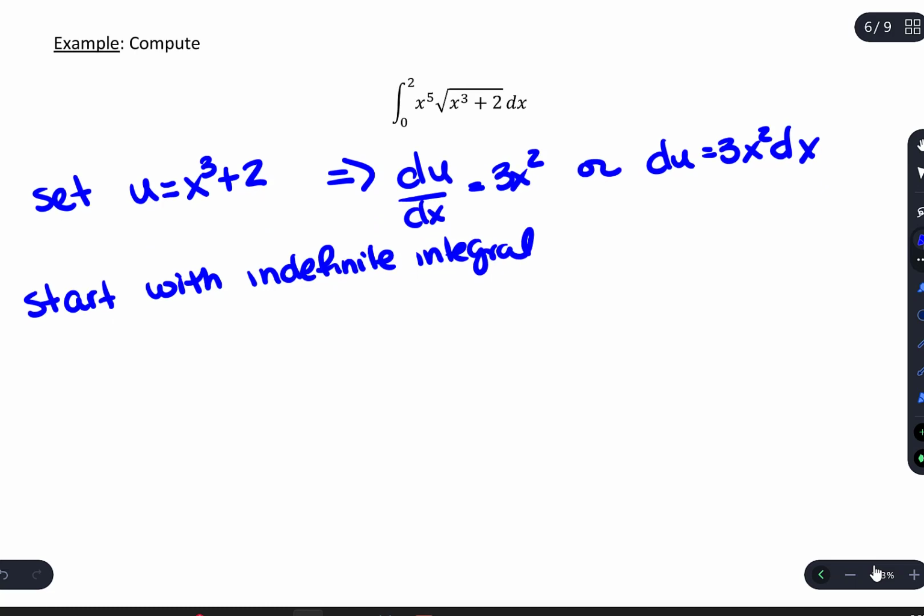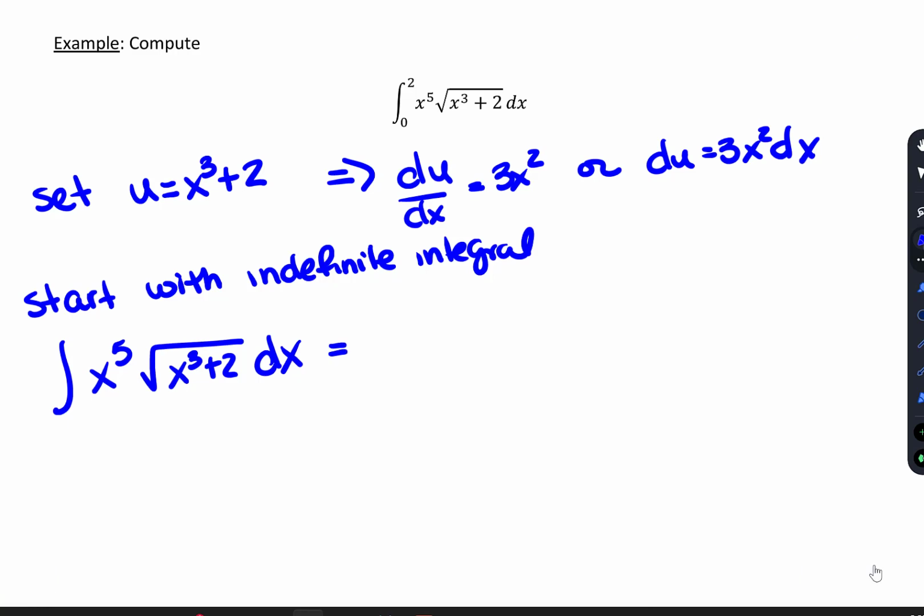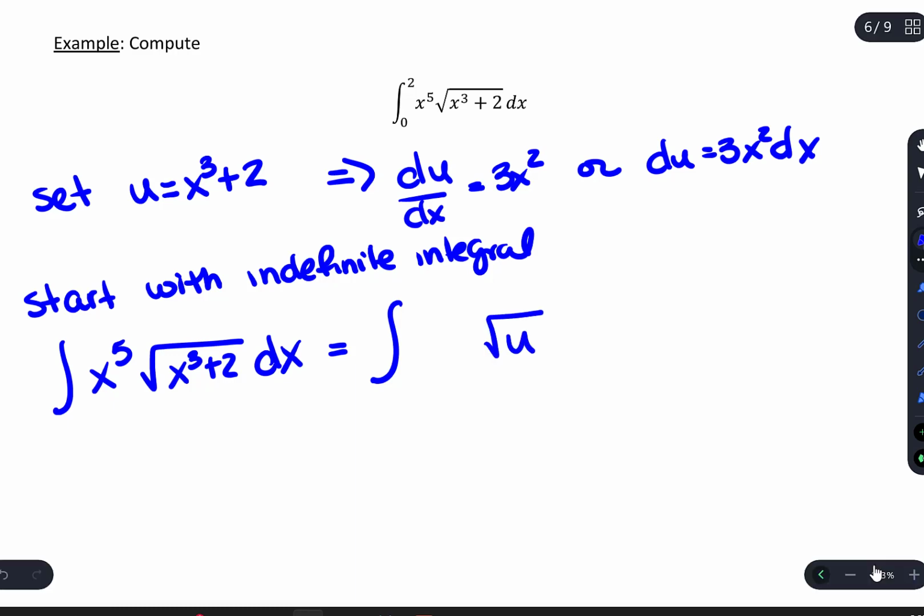All right, so starting with the indefinite integral, we would have x to the fifth times the square root of x cubed plus 2 dx. So we're going to make our substitutions here. We'll start with that composition function first. Notice we have the square root of x cubed plus 2. Well, that is just going to be the square root of u.